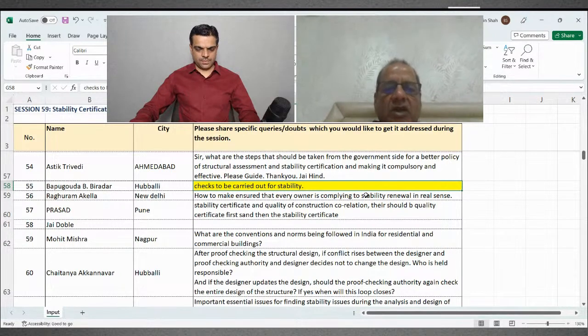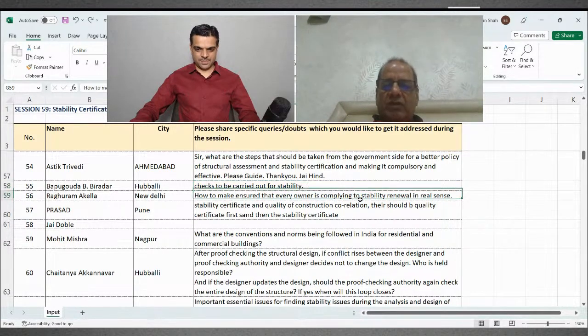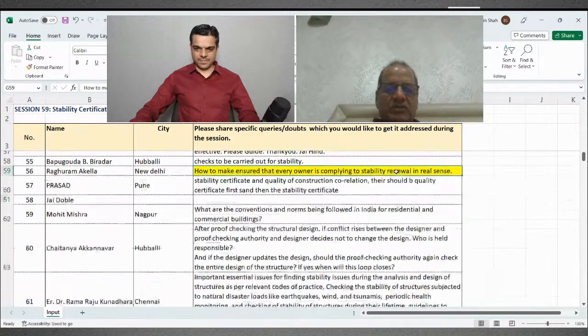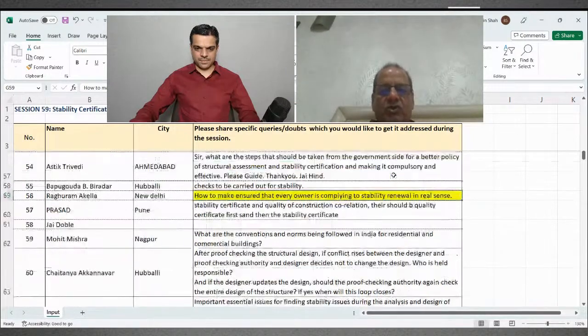Hi Raghuram, how to ensure that every owner is complying with stability renewal in real sense? Sorry, there is no such provision. No such provision.